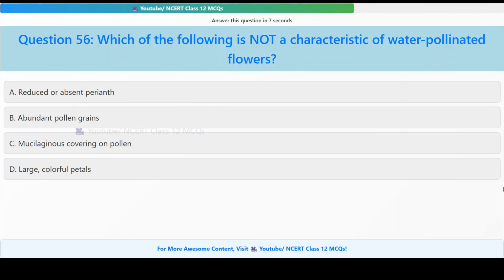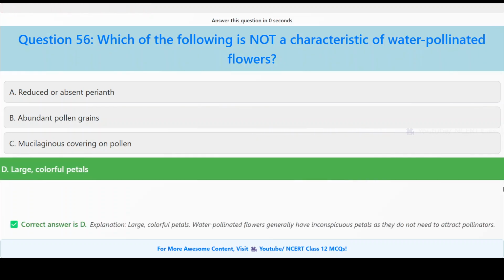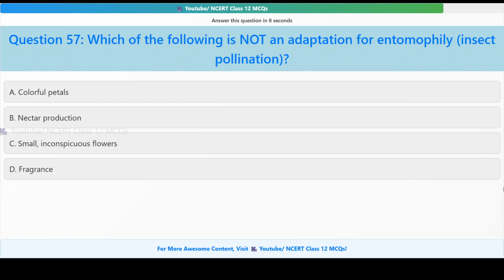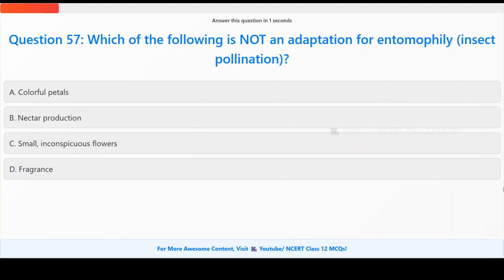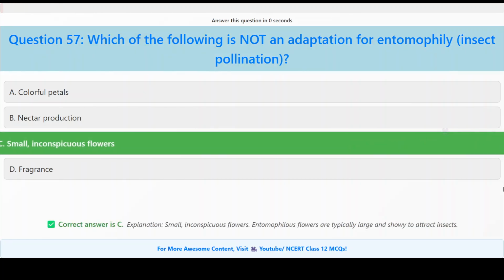Question 56. Which of the following is not a characteristic of water-pollinated flowers? Large, colorful petals. Water-pollinated flowers generally have inconspicuous petals as they do not need to attract pollinators. Question 57. Which of the following is not an adaptation for entomophily, insect pollination? Small, inconspicuous flowers. Entomophilous flowers are typically large and showy to attract insects.